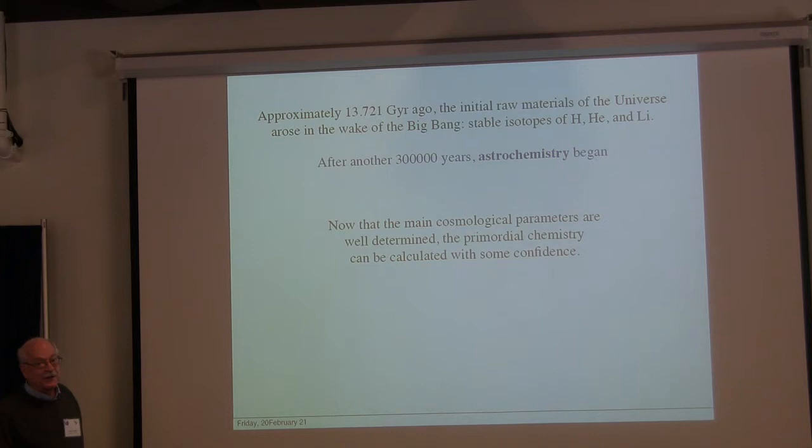Approximately 300,000 years after the beginning of that expansion in the Big Bang, one could say that astrochemistry began, in the sense that it's at about that epoch when the first chemical bonds formed and caused some fraction of the baryonic matter to exist as molecules, mainly of hydrogen, even so in a very small fraction, as we'll see.